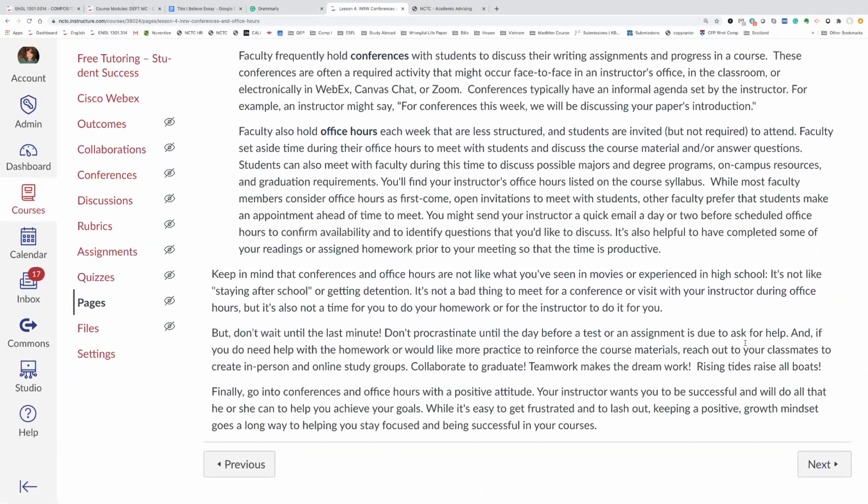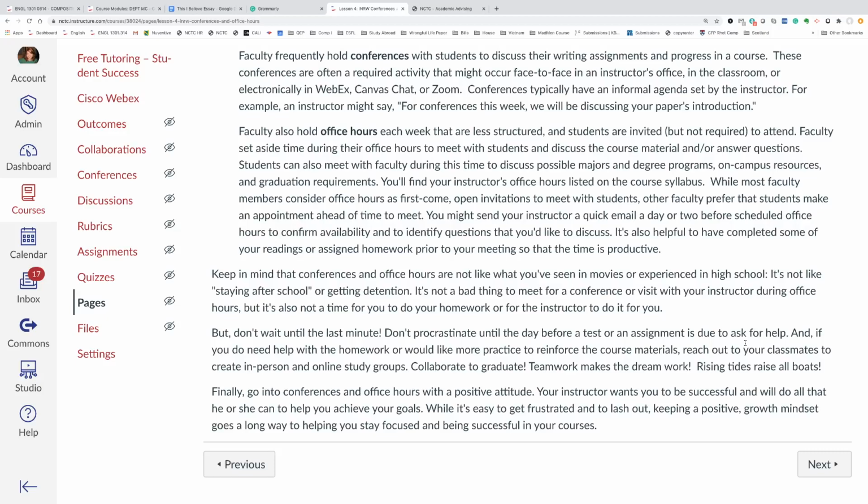Keep in mind that conferences and office hours are not like what you've seen in movies or experienced in high school. It's not like staying after school or getting detention. It's not a bad thing to meet for a conference or visit your instructor during office hours, but it's also not a time for you to do your homework or for the instructor to do it for you. But don't wait until the last minute. Don't procrastinate until the day before a test or an assignment is due to ask for help.